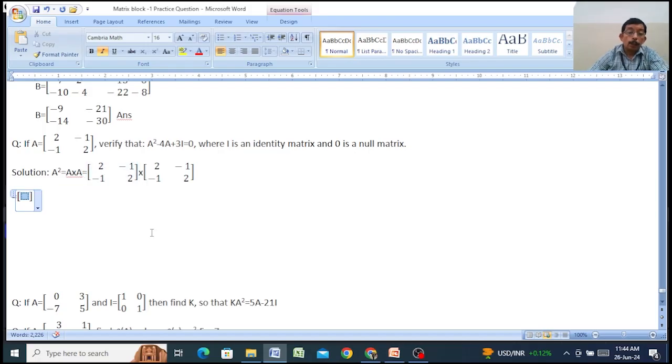Now the order of the matrix is 2 by 2 in both. First we check whether the number of columns in the first matrix is equal to the number of rows in the second matrix. Yes, equal. The number of columns in the first matrix is 2. The number of rows in the second matrix is also 2. Both are equal. Multiplication is possible. Now we multiply both the matrices.